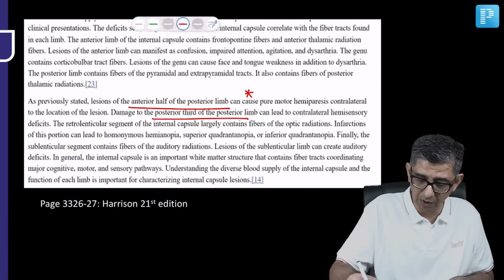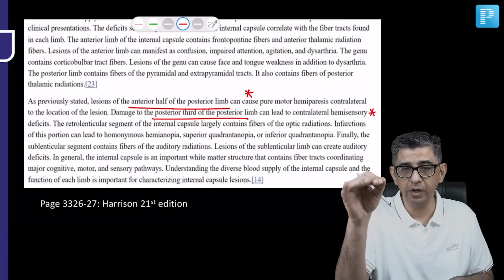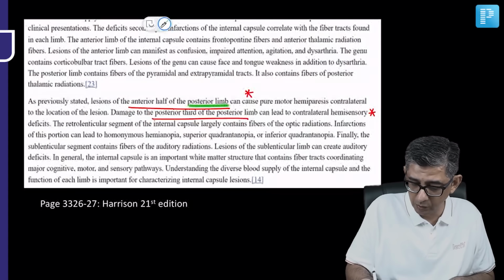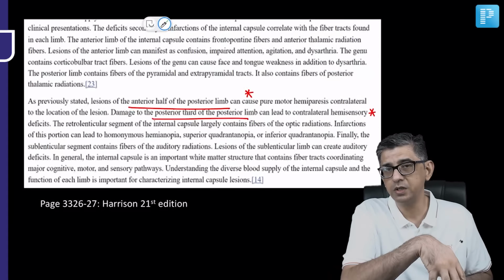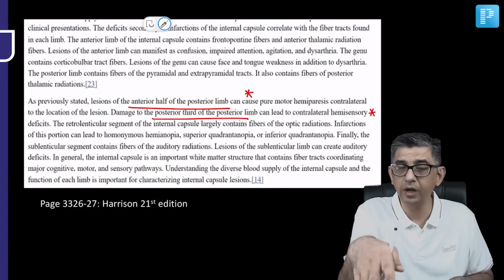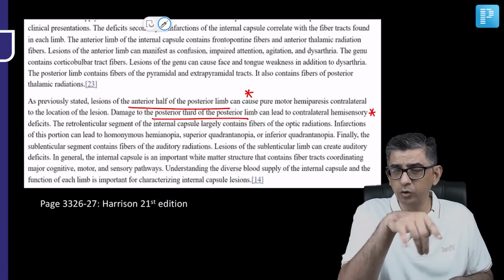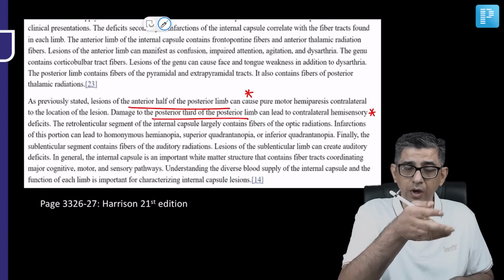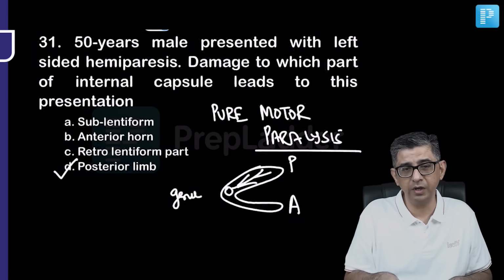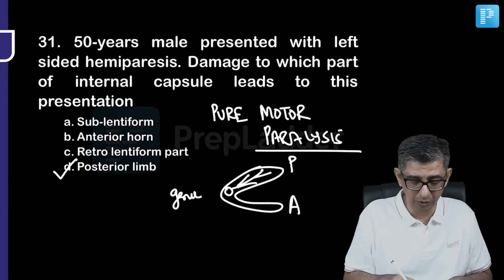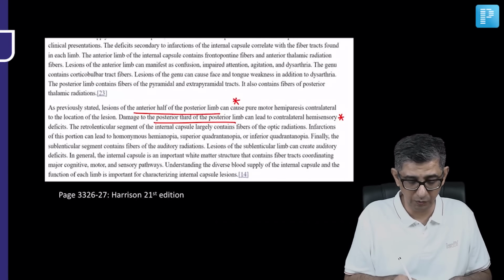I repeat once again, pure motor stroke or pure sensory stroke is always internal capsule. And where is the lesion present? The lesion is always in the posterior limb. I repeat once again, when you have classical hemiplegia, face weakness, arm weakness, and leg weakness in one half of the body, there is no aphasia, no apraxia, none of those present, then it's not a cortical stroke. Then it would be an internal capsule stroke or a subcortical stroke in a person. The correct answer for this particular one would be option D, and I've just shown you a reference for the same as well. The Harrison reference is what is highlighted.